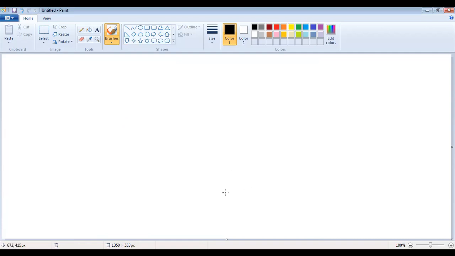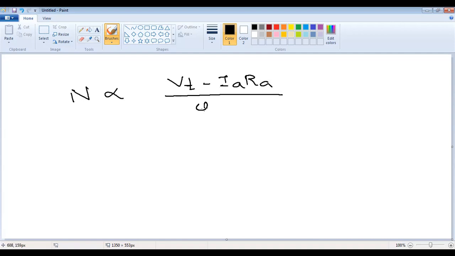Now we will come to the main point, and that is how the speed of the DC motor is controlled. For understanding that, we should first write the equation, which I told earlier. It is the speed equation of the DC motor: N is proportional to (Vt minus Ia Ra) divided by phi. I already defined the parameters here.